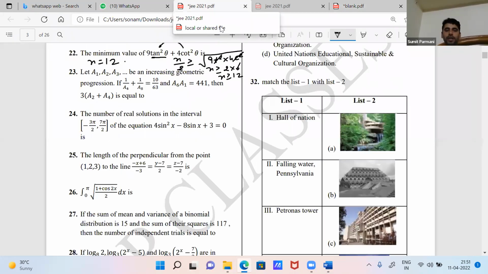24, the number of real solutions and the interval.